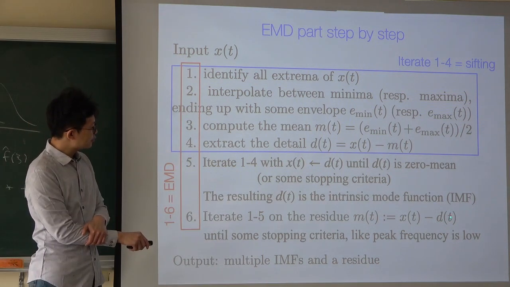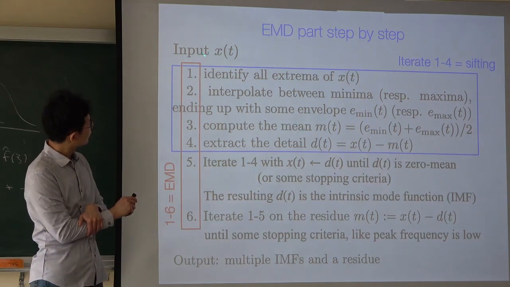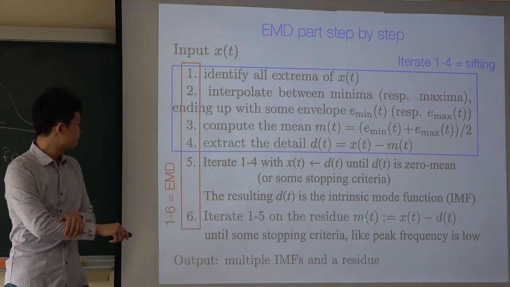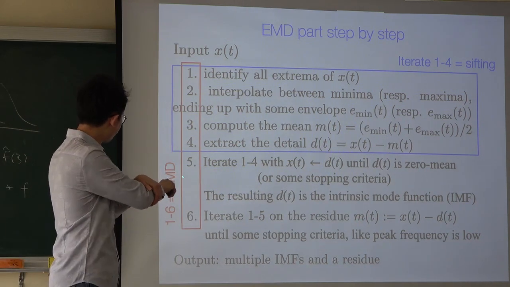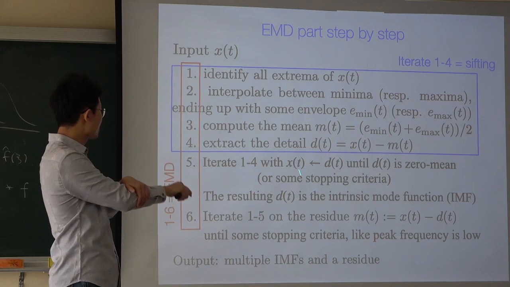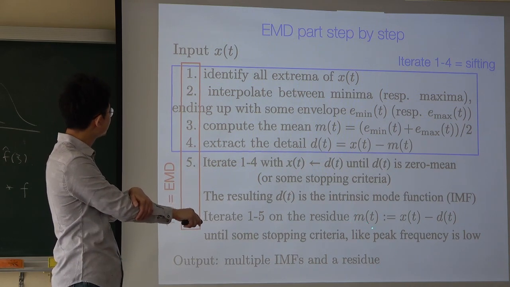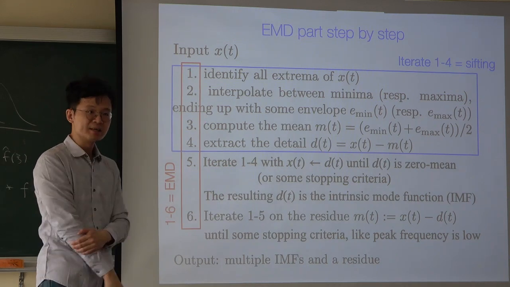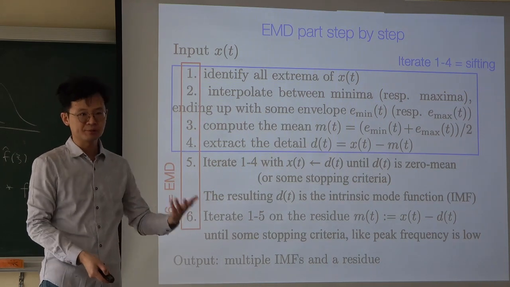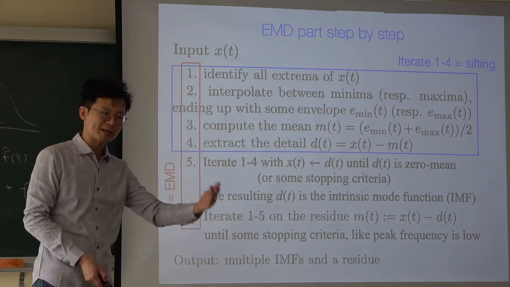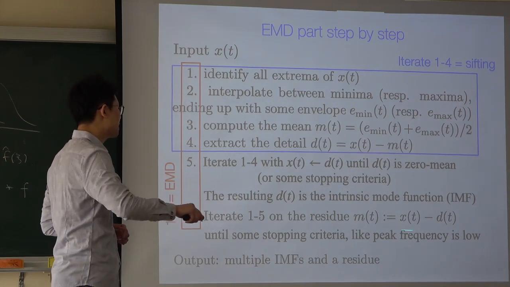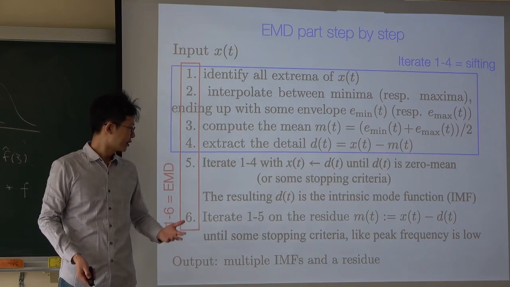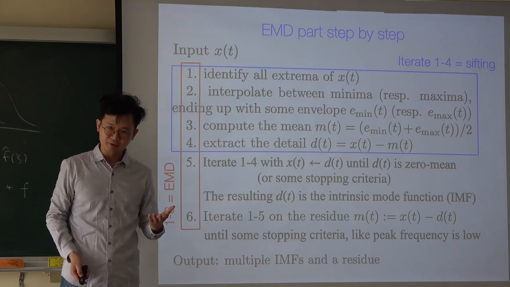You subtract this intrinsic mode function from the input signal, and you get m(t). Then you repeat steps 1 to 5, the sifting process, on the residual m by setting x to m. You get the second IMF, and you repeat to get the third IMF, the fourth IMF, until some stopping criteria is achieved, for example, when the peak frequency is low.